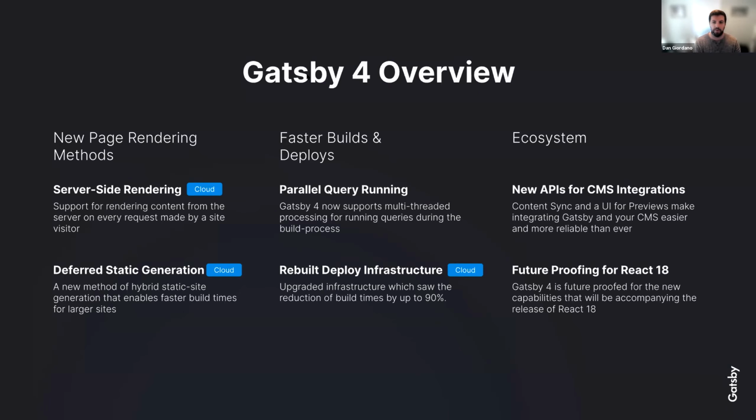But Gatsby 4 comes with a ton of new stuff. We're going to be talking about a lot of it today. Definitely our new page rendering methods. Joel is going to walk us through some of the server-side rendering and deferred static generation work we've done. Then we're going to talk a little bit about parallel query running and kind of the multi-threading we did on the build side, as well as our deploy infrastructure that you may have seen really drop time in.